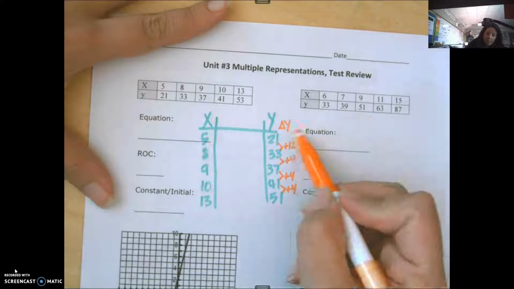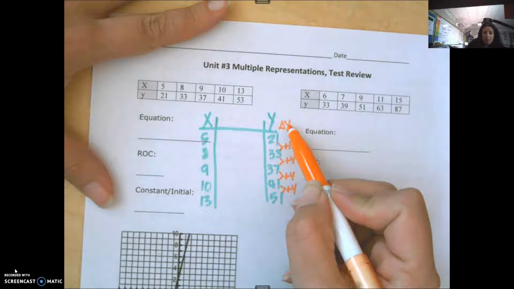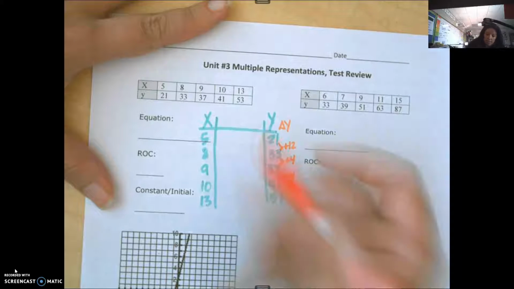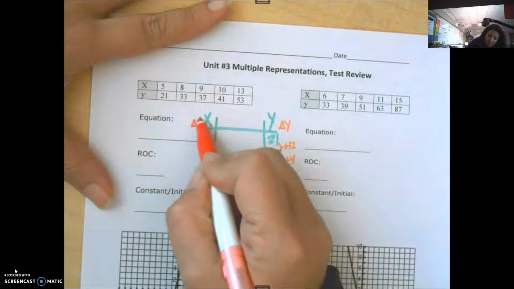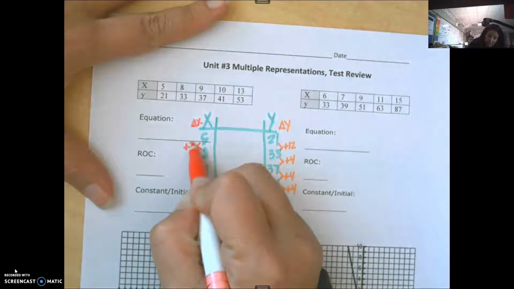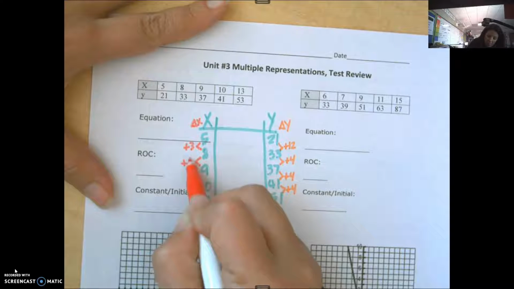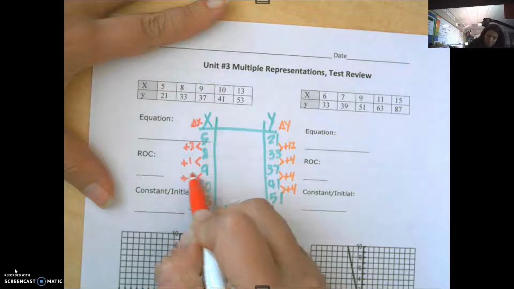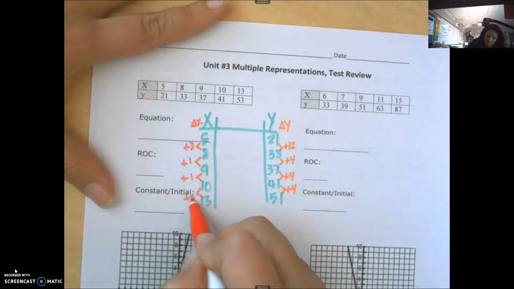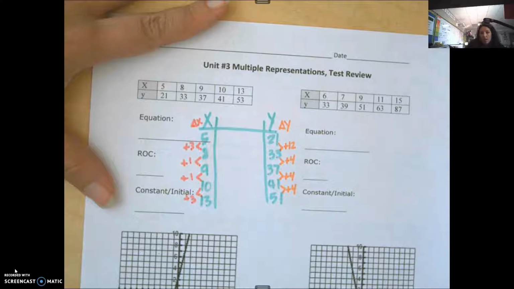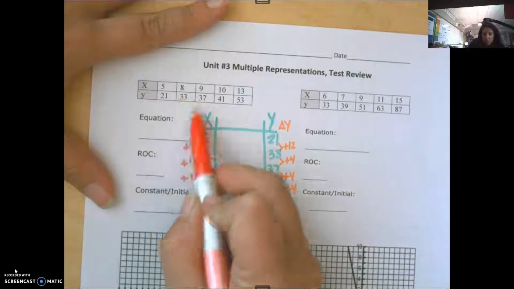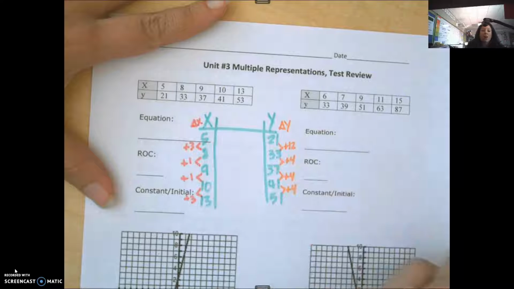So now that I found my change in y, I'm going to go find my change in x. So my change in x is over here. So 5 plus 3, 8 plus 1, 9 plus 1, and 10 plus 3. When you're doing these, if you want, just make your little carets above here and below here. That is awesome, as long as you remember what to do with them from there.